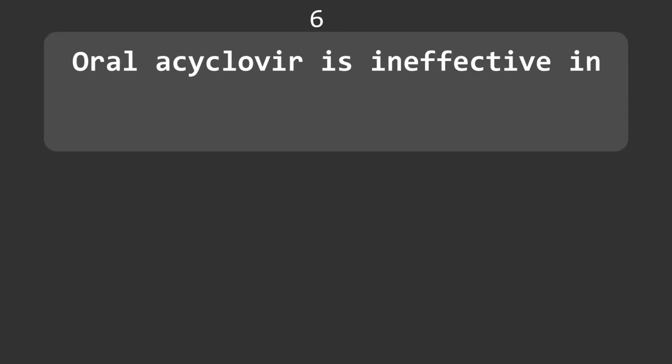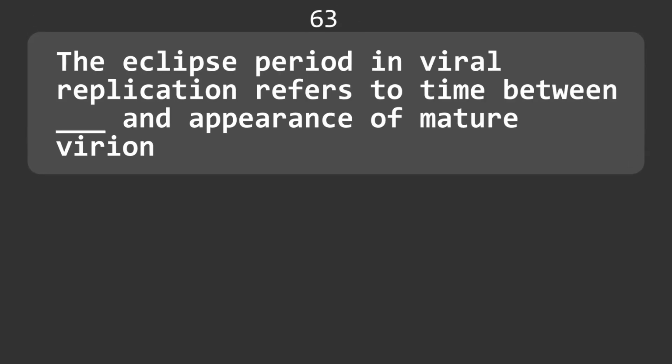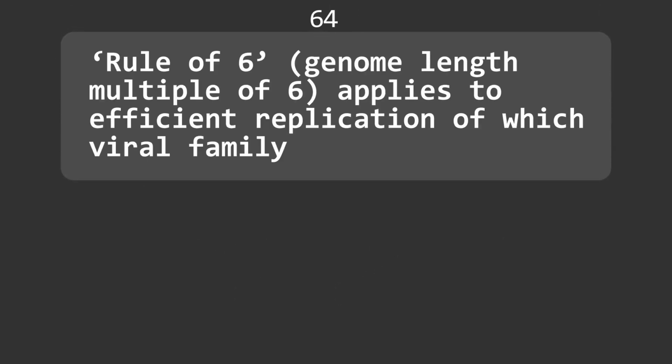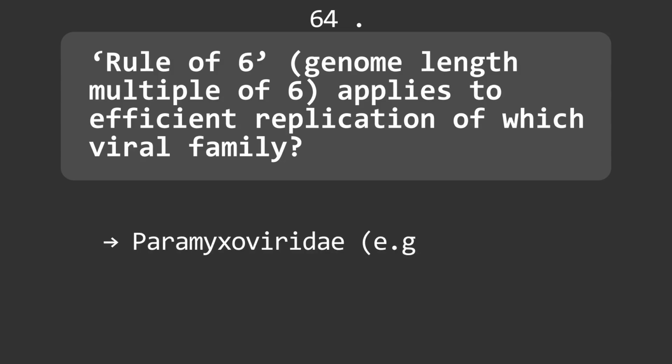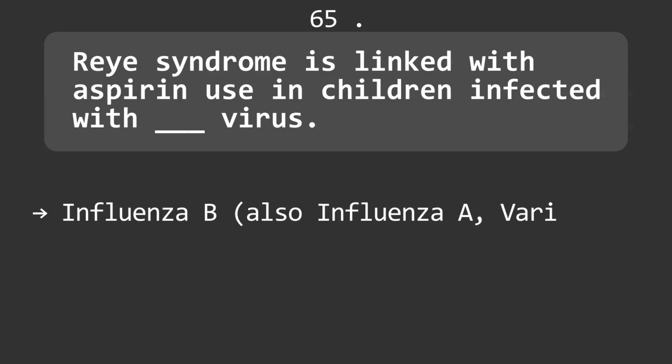Oral acyclovir is ineffective in CMV because CMV lacks which functional enzyme? Thymidine kinase. The eclipse period in viral replication refers to the time between uncoating, disassembly, and appearance of mature virions. The Rule of 6, genome length a multiple of 6, applies to efficient replication of which viral family? Paramyxoviridae, e.g., measles. Reye syndrome is linked with aspirin use in children infected with which virus? Influenza B, also influenza A, varicella.